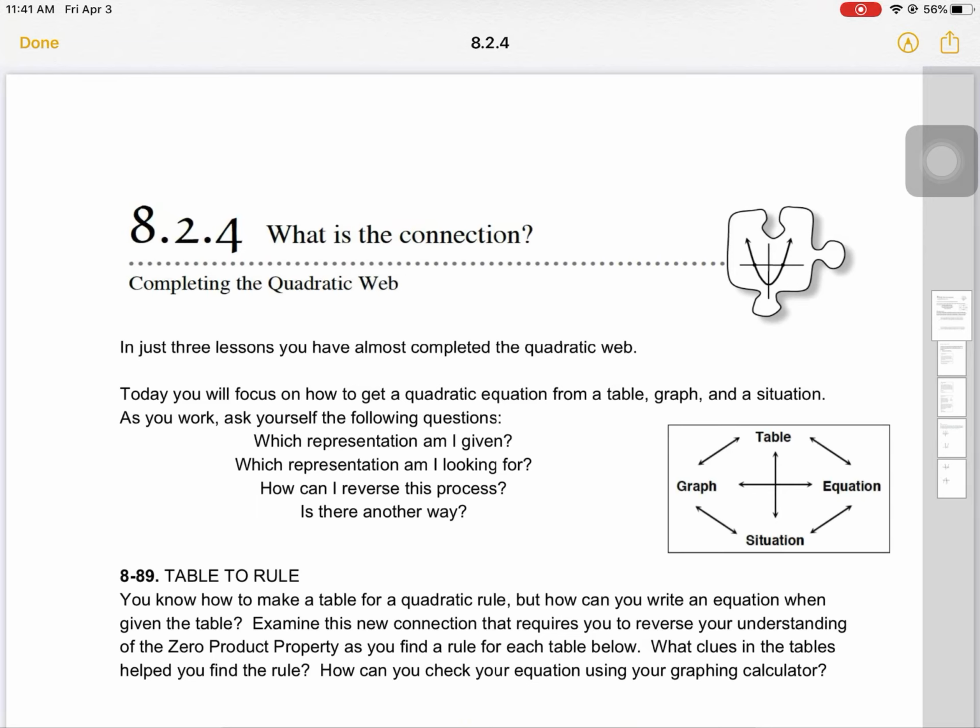If not, then I would suggest pausing this video and getting a copy of the document or having it in front of you so that you can follow along in your notebooks. So we're going to get started.